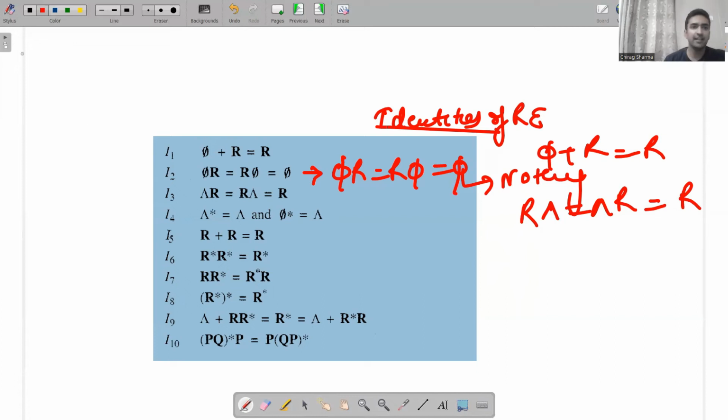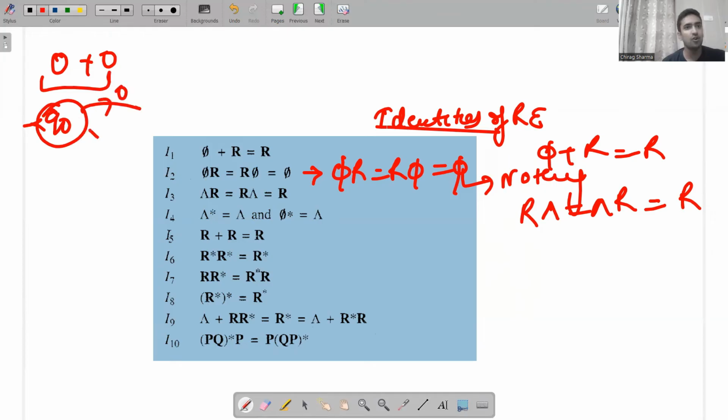Right. If I'm writing 0 plus 0, what do you mean by that? Either Q0 is accepting 0 or it is accepting 0, so it is going to the final state. It means either 0 or 0, so the answer is 0 only. So r plus r is actually r.